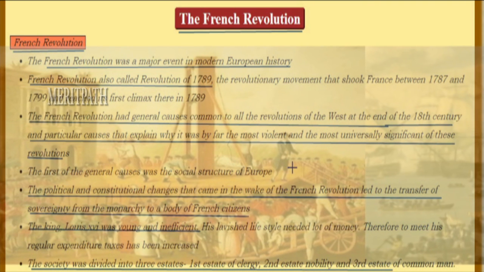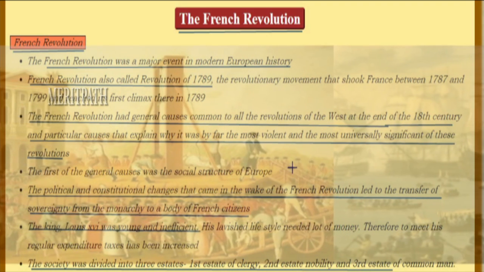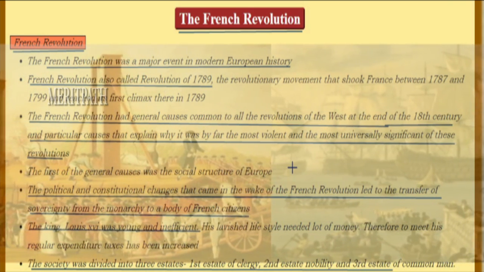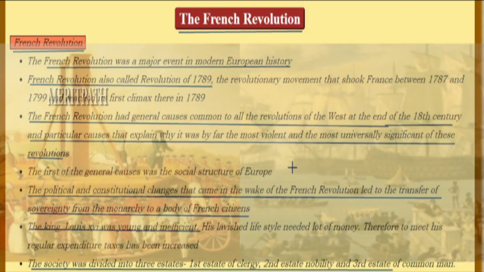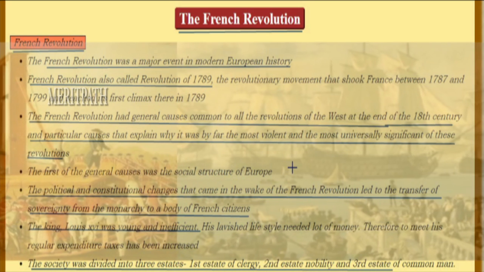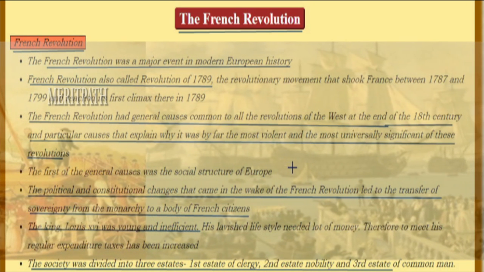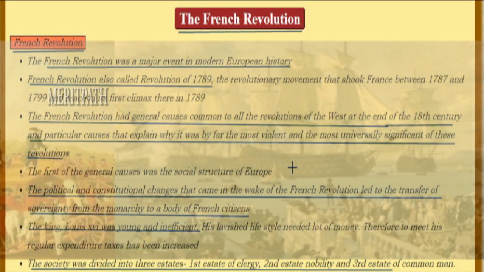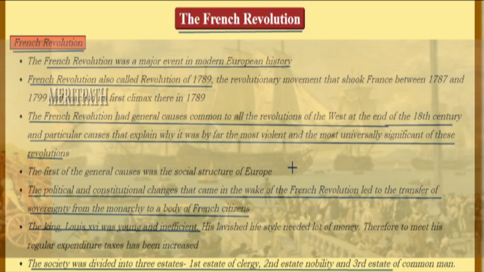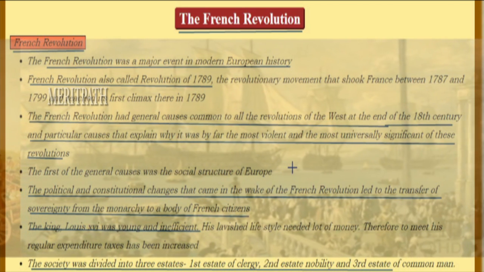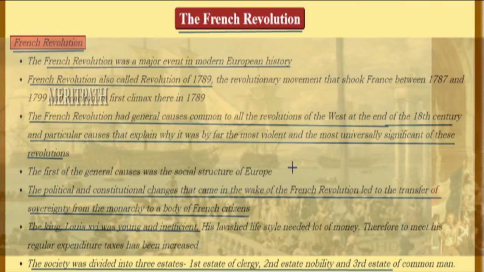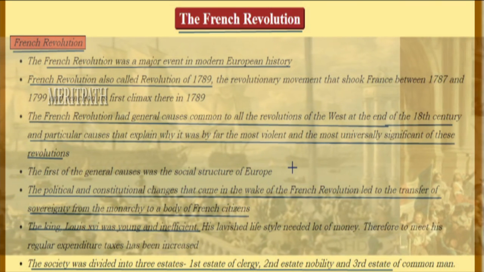The French Revolution. The French Revolution was a major event in modern European history, also called the Revolution of 1789. The revolutionary movement which shook France between 1787 and 1799 reached its first climax in 1789. The French Revolution had general causes which were common to the revolutions of the West at the end of the 18th century, and particular causes that explain why it was by far the most violent and the most universally significant of these revolutions. The first of the general causes was the social structure of Europe.